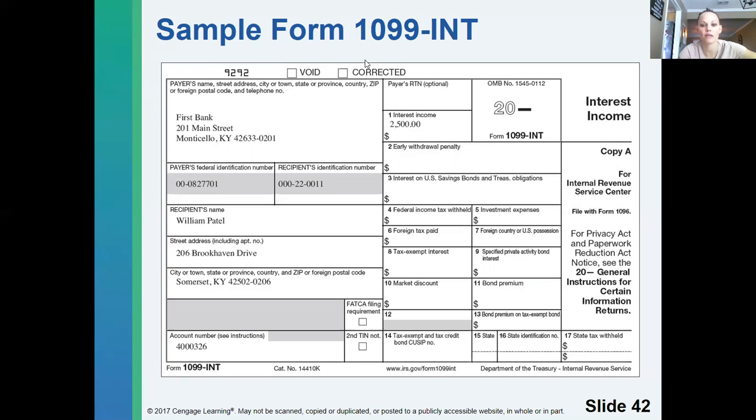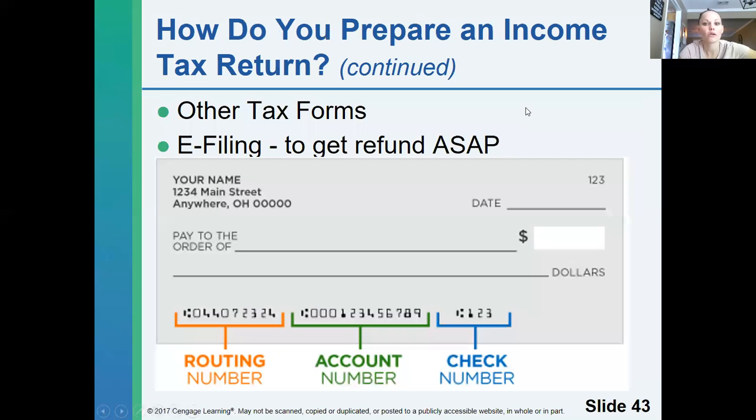That might be the last slide. Nope. Okay, so how do you prepare a tax return? You get all these tax forms. You get your W-2 mailed to you. If you have any of those 1099 forms, those all get mailed to you. You get them all together. You fill out your taxes.